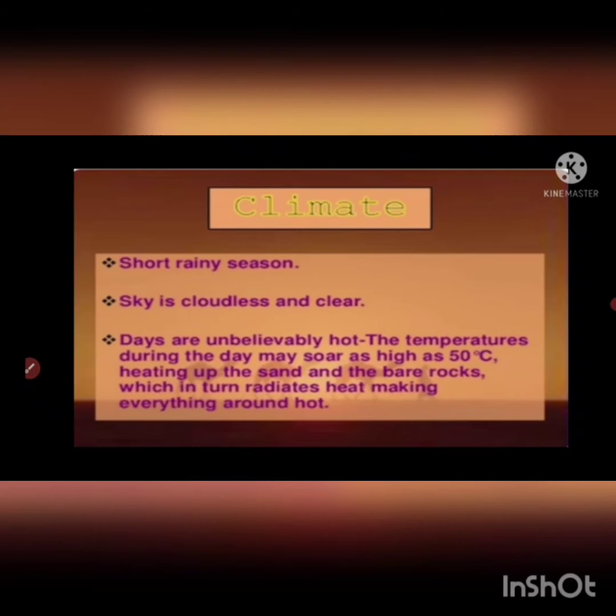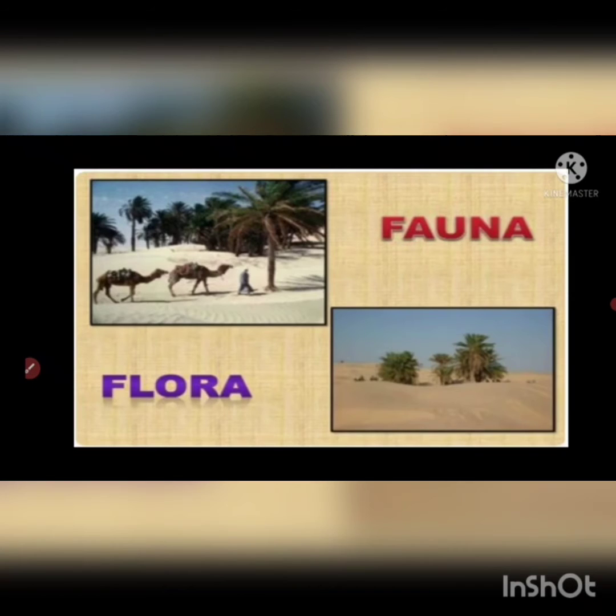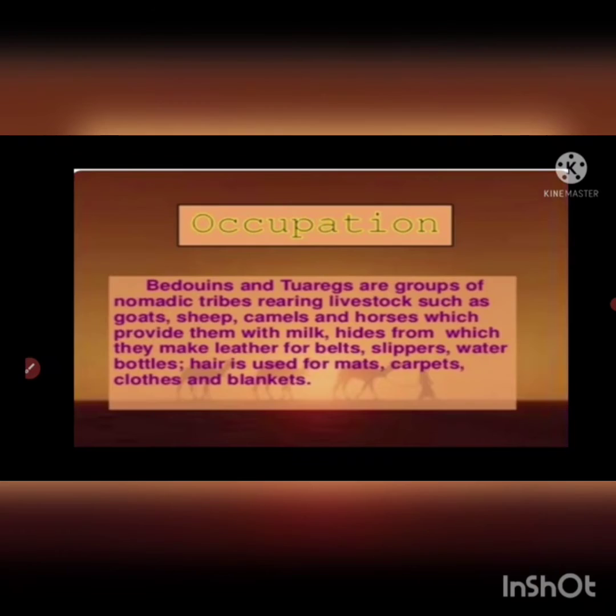Now come to the topic: what are flora and fauna? Flora means the species of plants and fauna the species of animals. In the Sahara Desert, vegetation includes cactus, date palms and acacia. In some places, there are oases, with green date palms surrounding them.